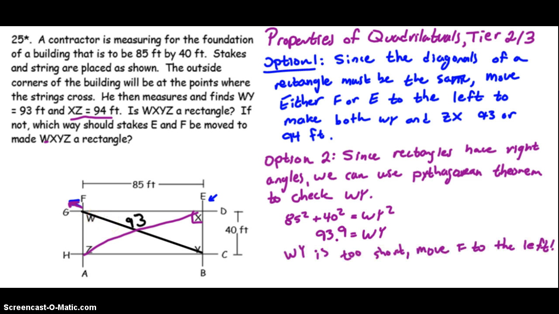Alright, so those are two different ways to look at number 25, either using option 1 with the diagonals, or looking at option 2 with one diagonal and a little bit of the Pythagorean Theorem.